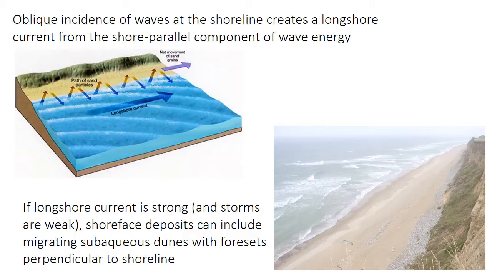There's one final type of shore face to consider. It's probably not very common, but it does occur, and this is a shore face in which longshore current energy dominates. If the waves hit the shoreline at an angle, the shore parallel component of energy creates a current flowing continuously along, not perpendicular to, the shoreline. And if that current is strong enough, and if storms are weak or absent, the shore face sediments can be dominated by large dunes that are migrating along shore, and so they produce large, likely planar crossbeds that have a paleocurrent direction parallel to the shoreline.